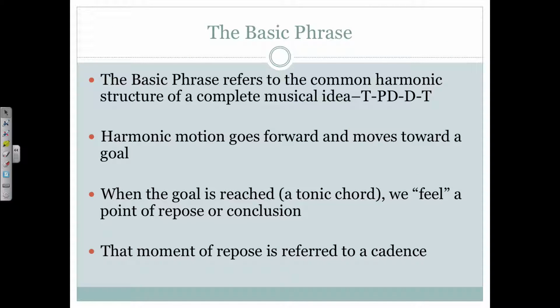So Elizabeth Marvin, who's one of the authors of the text, uses this term called the basic phrase. It's a really important concept in this book. The basic phrase is really a collection of ideas. She uses it to refer to a basic, common harmonic structure of a complete musical idea. Now, we have many terms that we can use to describe a complete musical idea. The most important one is phrase, but phrase alone can be a little bit confusing because it could mean several things about that music. It could refer to the harmony, in this case, that we're discussing here.